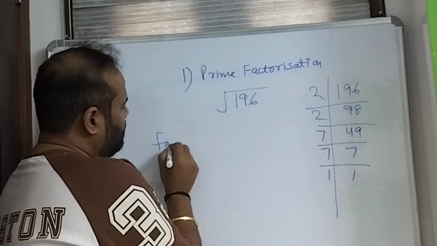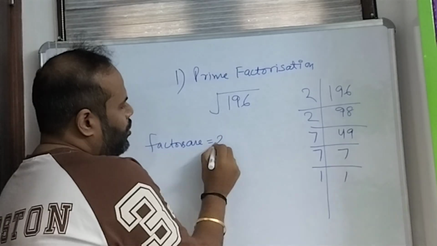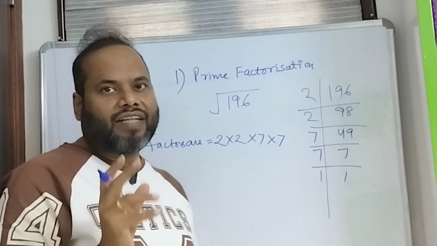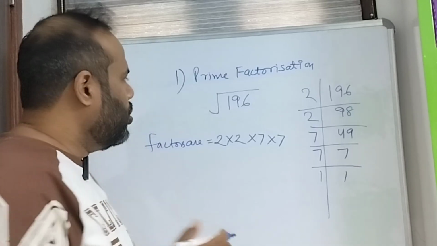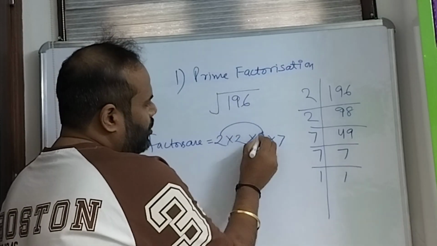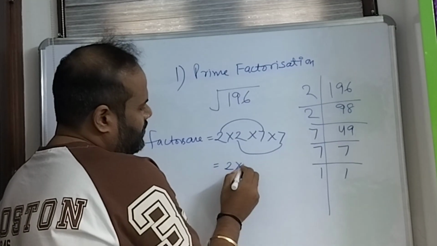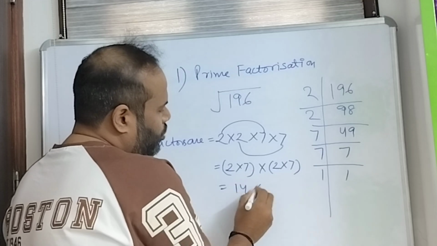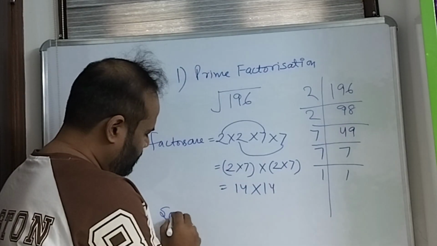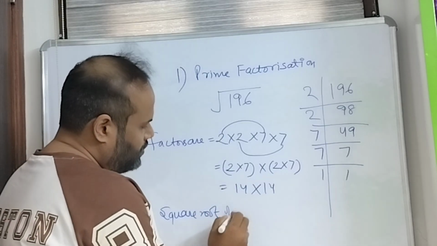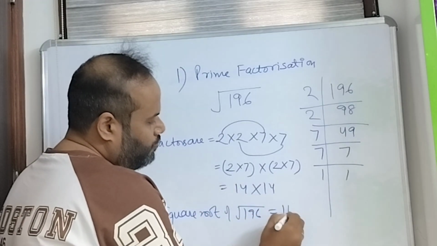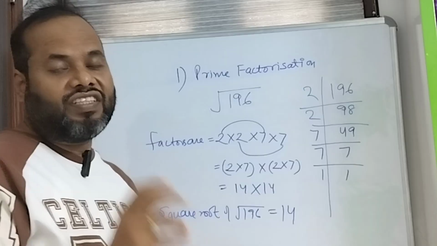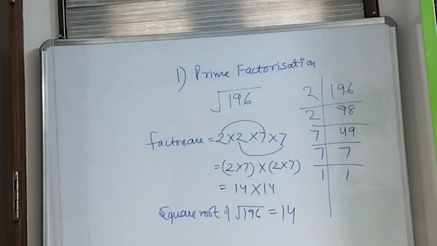So the factors are 2 into 2 into 7 into 7. As I have already told you, we have to pair the factors because a number multiplied by itself gives a square. So we will make two pairs, 2 into 7, 2 into 7. That means 14 into 14. So the square root of 196 is equal to 14. This is called the prime factorization method. It is very important to understand because this is the main and easiest way to find the square root.